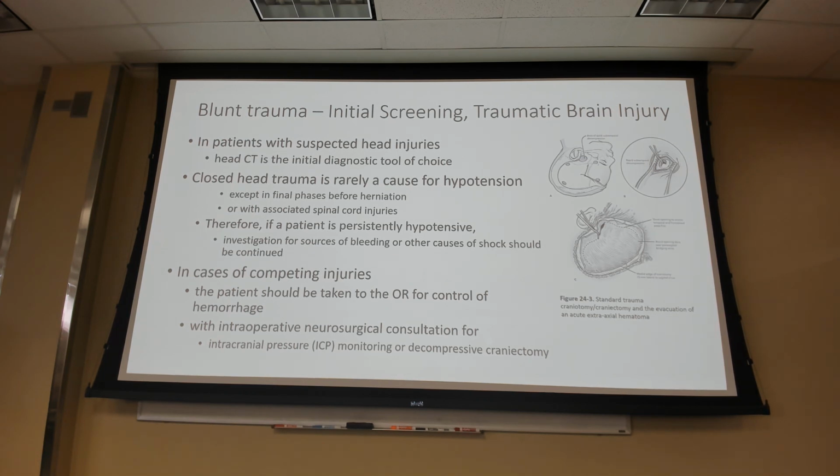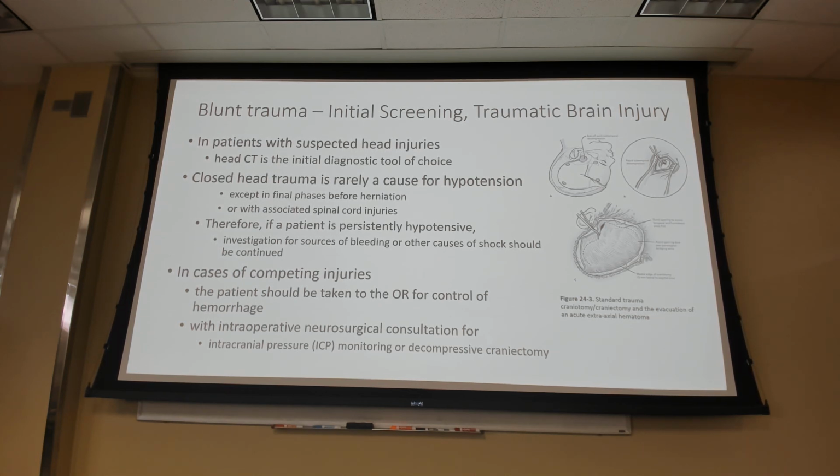And like I said on the last slide, closed head trauma rarely causes hypotension unless they're herniating. Then we need to really think about where the bleeding is coming from. Do we need to get in the belly? And then do we need to get the neurosurgeon on board so we can decompress that hemorrhage that's likely happening in the cranium?